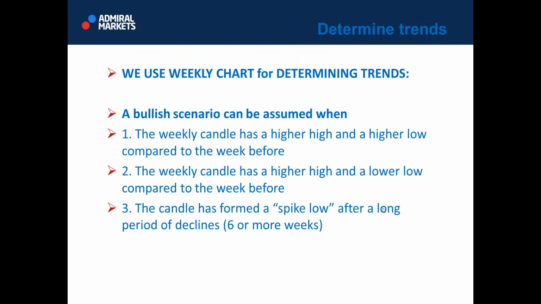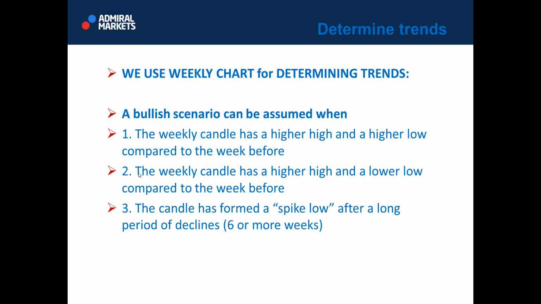Now, how do we trade this method? First, you need to open the weekly chart. When you open a weekly chart, you need to determine the trend. A bullish scenario can be assumed when, by the first rule, the weekly candle has a higher high and a higher low compared to the week before. Simple, higher high and a higher low.